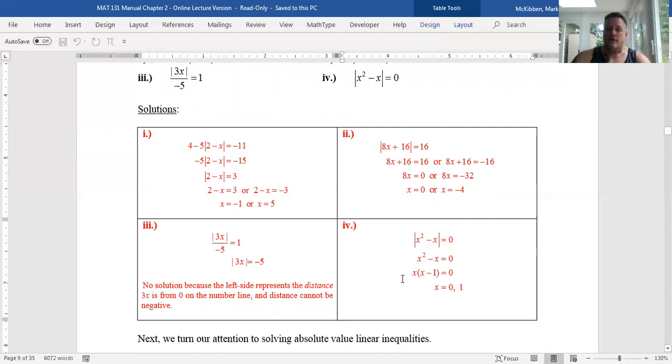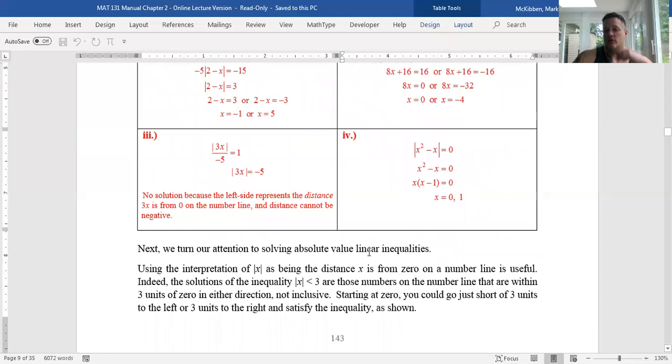All right. The next thing you want to look at are absolute value inequalities. And we're only going to look at the linear case here because the other cases are a little bit more involved and they really don't come up that often in Calc 1 or 2. And so I'm just going to omit anything but linear absolute value inequalities.